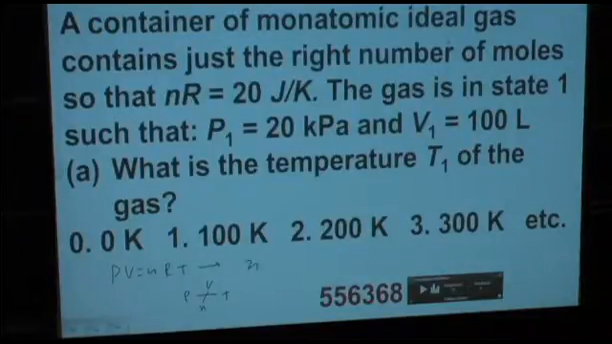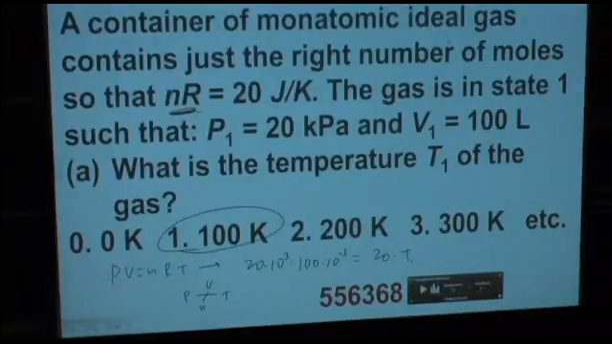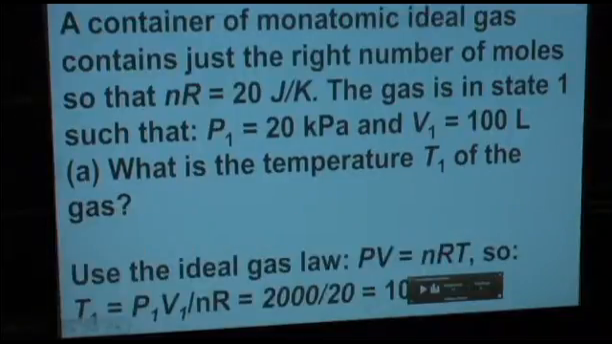And 20 kilopascals times 100 liters is supposed to be equal to 20. This product, the whole product is 20. 20 divided by R, by 8.31, that would give us the number of moles. We just don't really need it. Times T1. So the calculation tells us it's supposed to be 100.